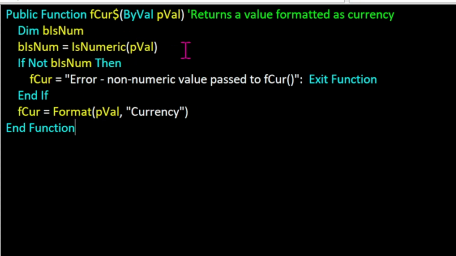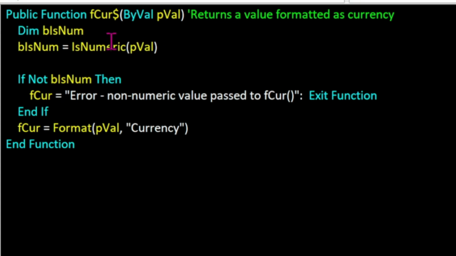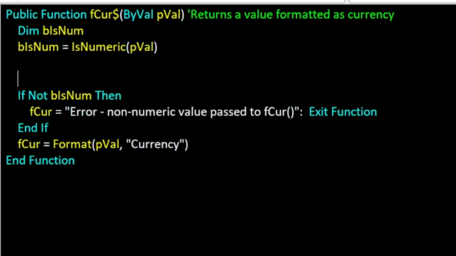Now, here is a giant warning. Whenever you do IsNumeric, you never say, never do this. For whatever reason, I've had Access lock up when I use the IsNumeric pval directly. I have to do a variable first and then set that variable equal to IsNumeric pval. This has caused Access to lock up in the past. I'm not sure why that happened, so don't do that.